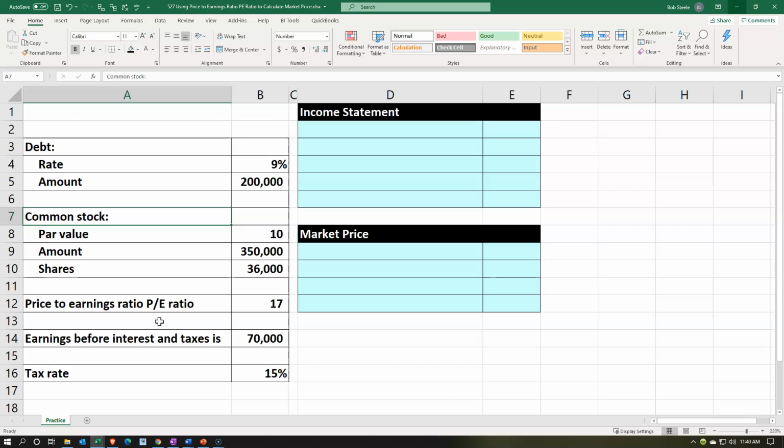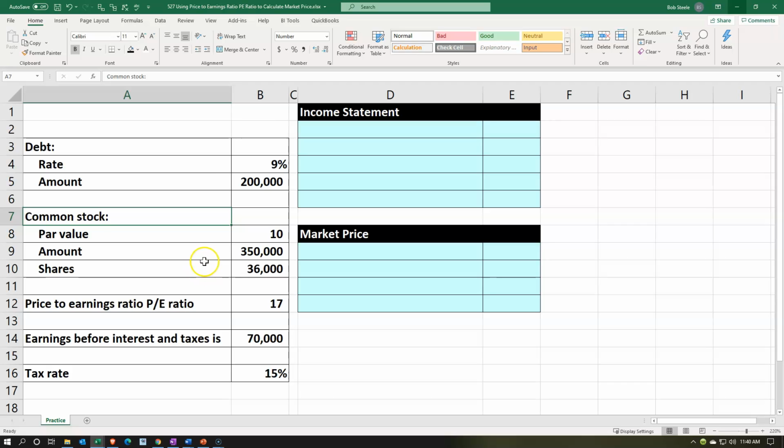Price over earnings. When we're thinking about earnings, we're thinking about earnings per share, earnings on a per share basis. So we're thinking about how much the market price is, how much stocks are selling for in relation to the earnings per share calculation. So let's see what we have here.